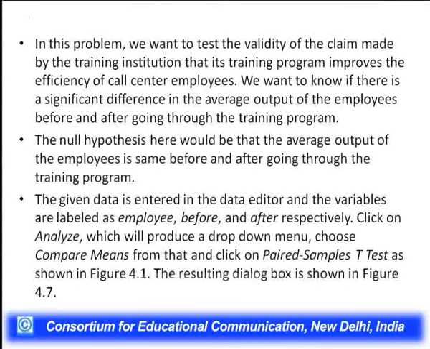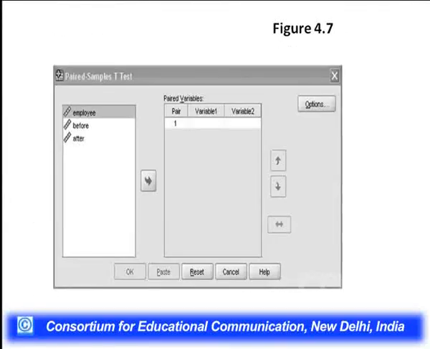Click on Analyze, which will produce a drop-down menu. Choose Compare Means and click on the paired sample t-test, as shown in figure 4.1. The resulting box would be figure 4.7. So now see how this window looks.